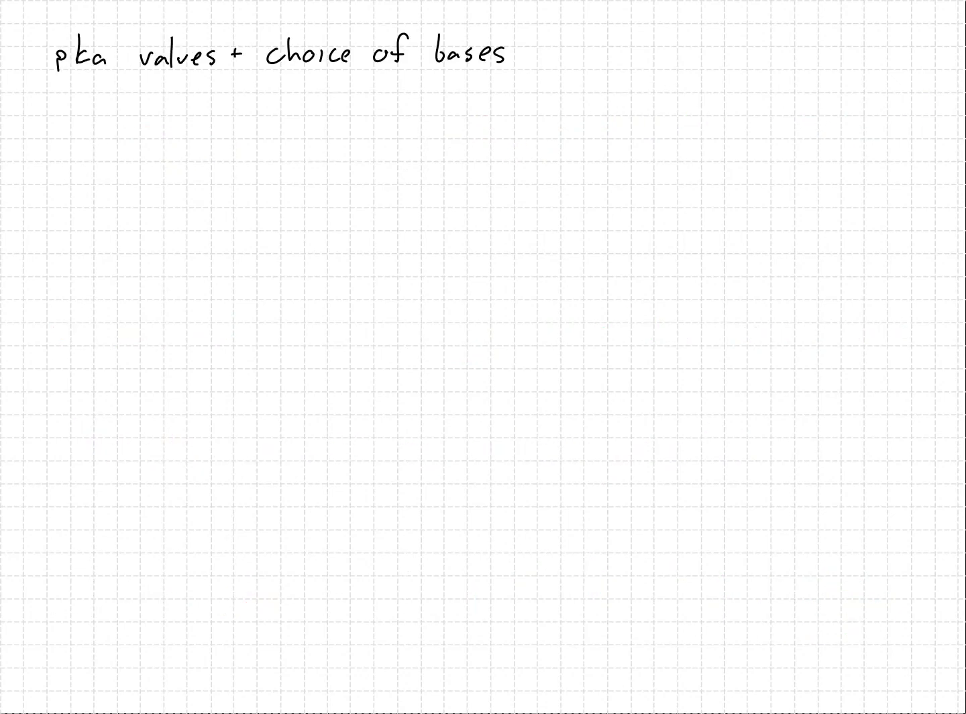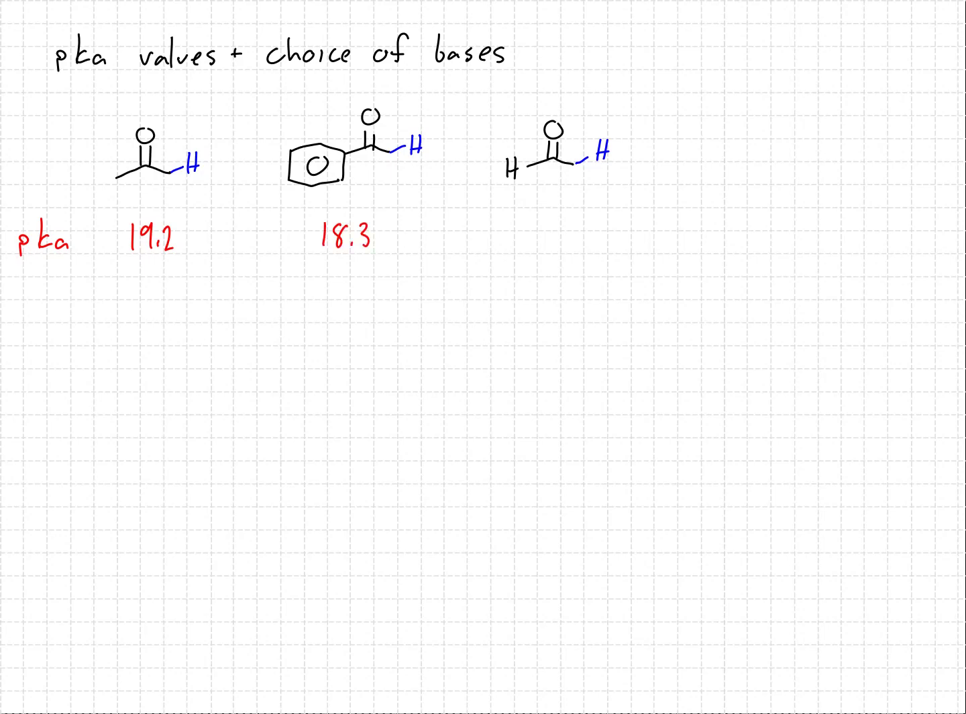What kind of base do we choose? Well, as we've seen before, this all depends on the pKa values of the proton that we're trying to remove. Here are three representative compounds: acetone, acetophenone, and acetaldehyde. I've shown the most acidic proton on all three of these explicitly. The pKa values are 19.2 for acetone, 18.3 for acetophenone, and 16.7 for acetaldehyde. So this is a pretty familiar range.